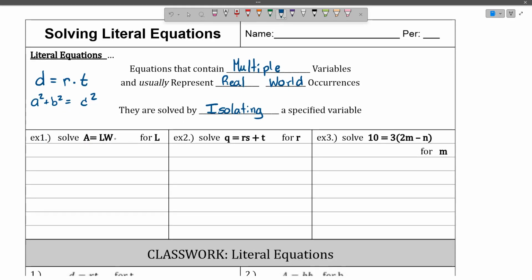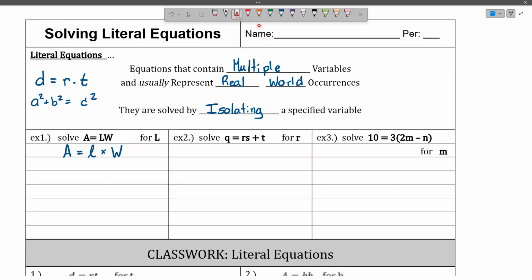We have the area formula. Area equals length times width. I'm certain you've seen this one. Area equals length times width, right? But what if I didn't want area? What if I was really just curious, what would I do to find length? Well, we can solve by isolating the L, and we would find out what length is.